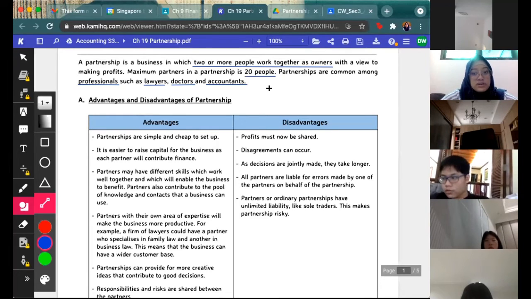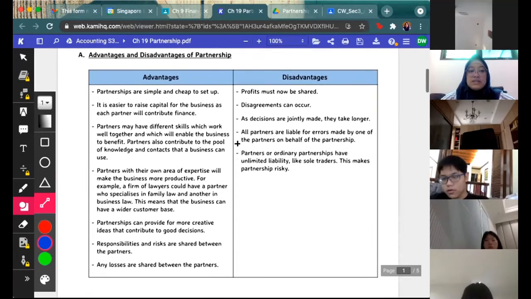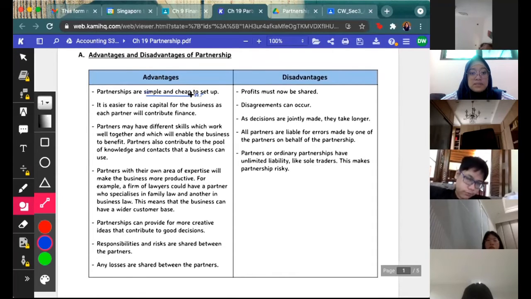Partners. Now, what are the advantages and disadvantages of partnerships? The partnership advantages you see over here: partnerships are simple and cheap to set up, just like a sole trader. It is easier to raise capital for the business as each partner will contribute financially. Partners may have different skills which work well together.